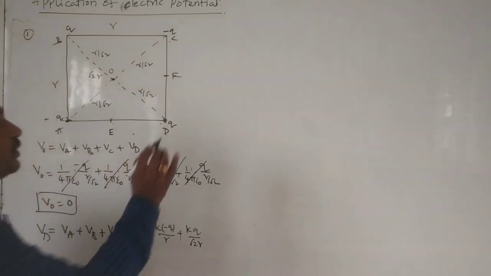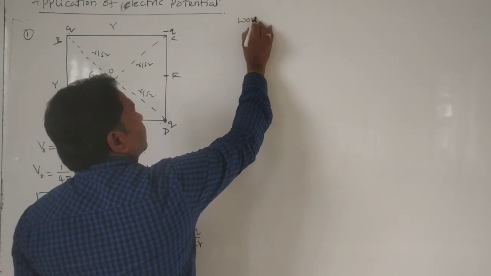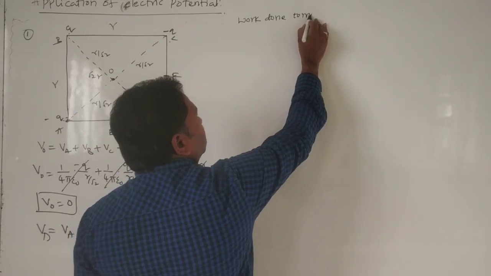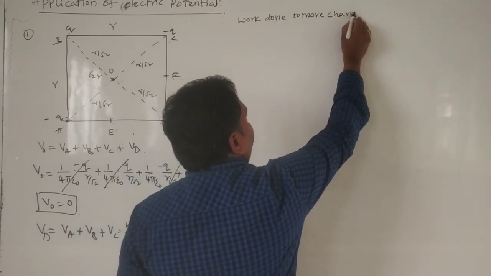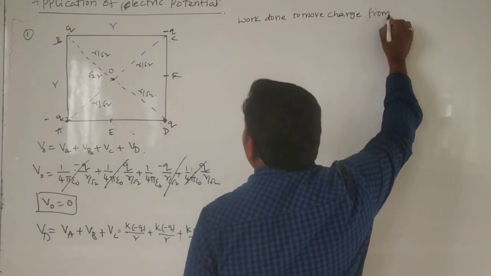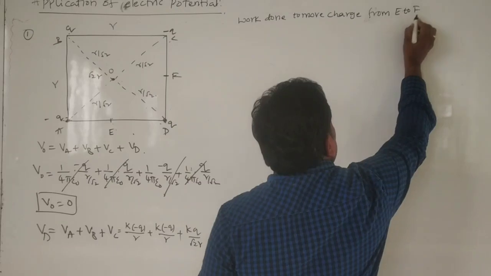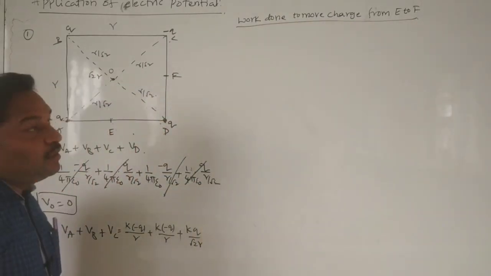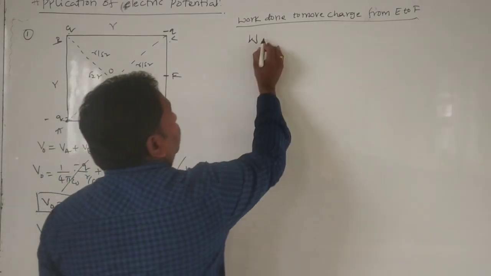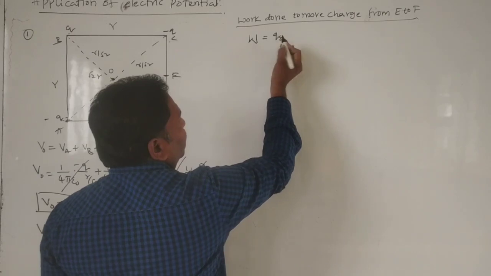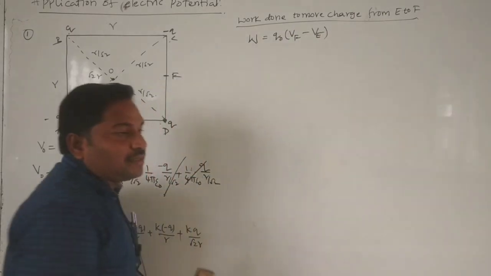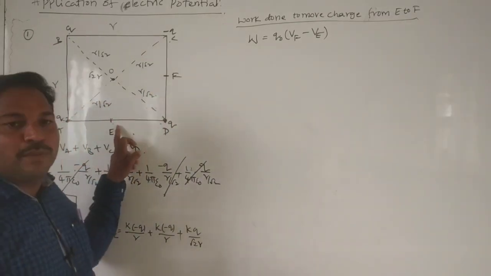But we have to find the work done to move a charge from E to F. We have to find it. So now work done is equal to, we can find, work done equals Q naught into Vf minus VE, because we have to find the final potential minus the initial potential.